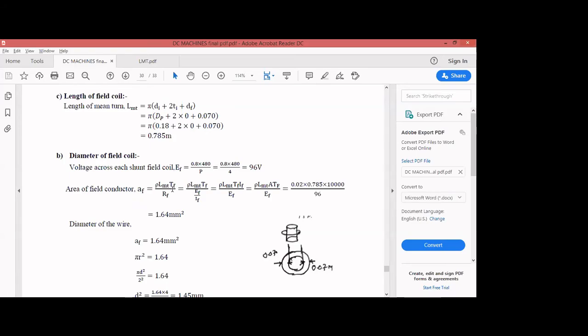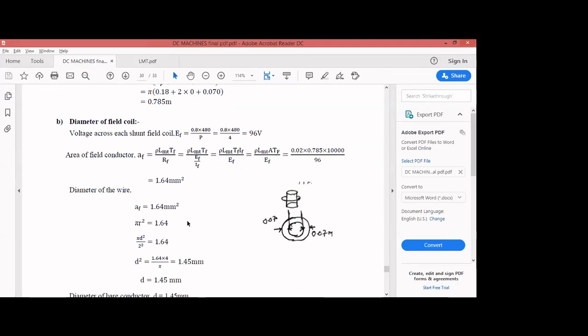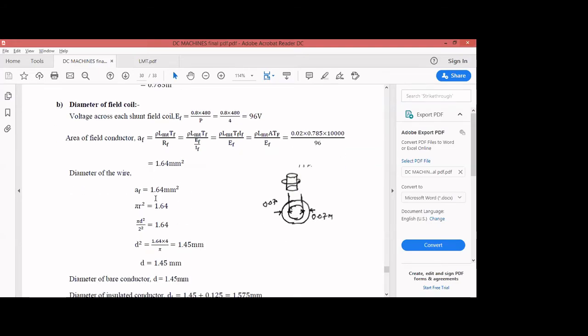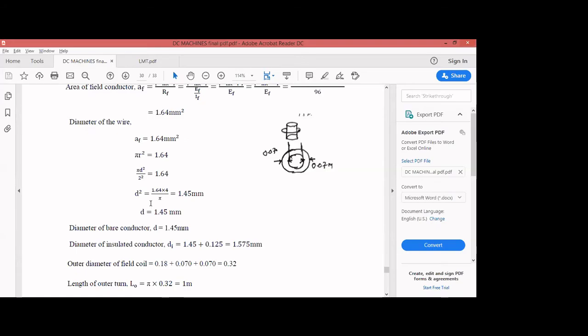Area AF is equal to rho LMT ATF by EF. Same thing you can do here. Substitute the value, rho 0.02, LMT calculated here 0.785, into ATF is given 10,000 ampere-turns, divided by 96. What do you get here? 1.64 mm square. Once you know 1.65 mm square, always can calculate the D. D is equal to 1.45 mm.